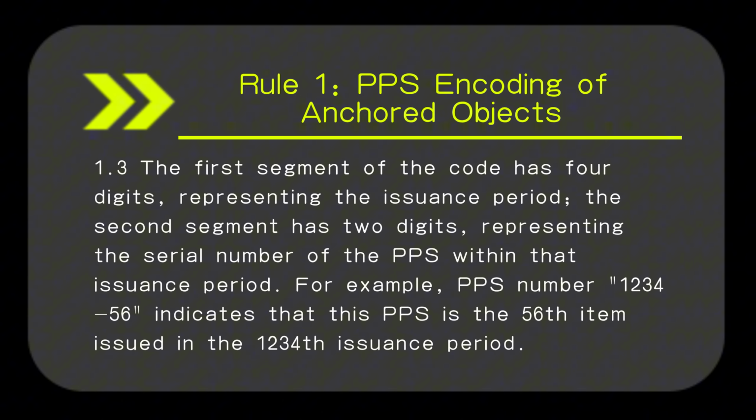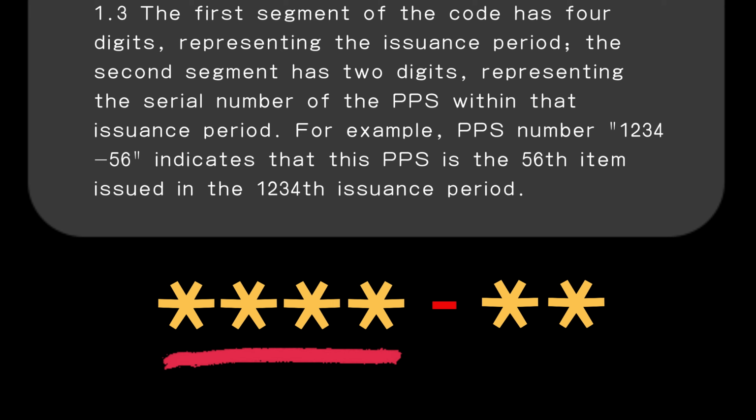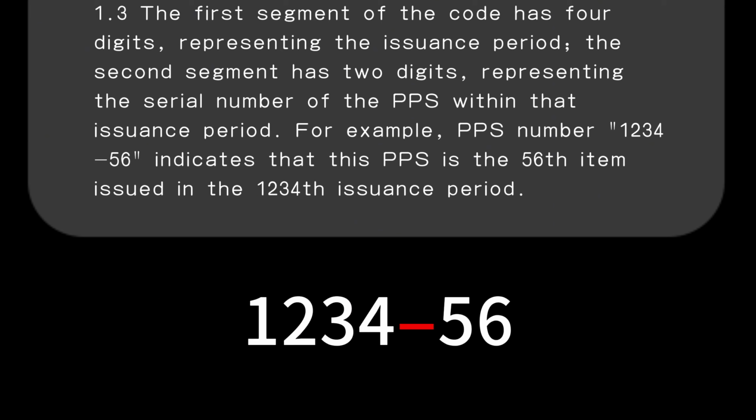1.3 The first segment of the code has 4 digits, representing the issuance period. The second segment has 2 digits, representing the serial number of the PPS within that issuance period. For example, PPS number 1234-56 indicates that this PPS is the 56th item issued in the 1234th issuance period.